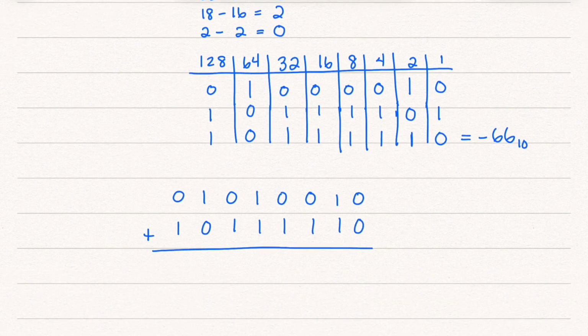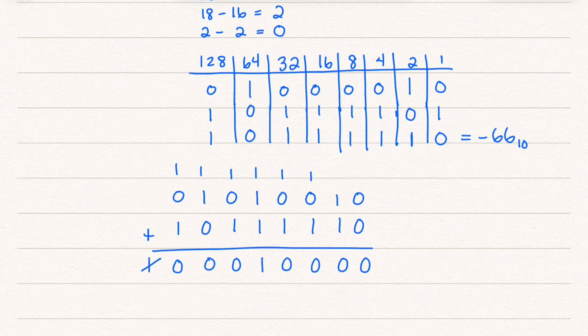So 0 plus 0 is 0. 1 plus 1 is 1, 0. I'm going to put a 0, carry the 1. And I get 1, 0, put a 0, carry the 1. 1, 0, put a 0, carry the 1. And I get 1, 1, put a 1, carry the 1. 1, 0, 1, 0, 1, 0. And we end up with this 9th bit, which we're going to ignore.